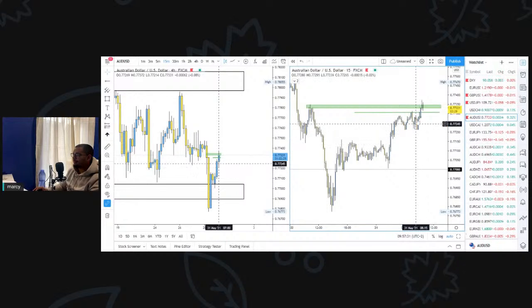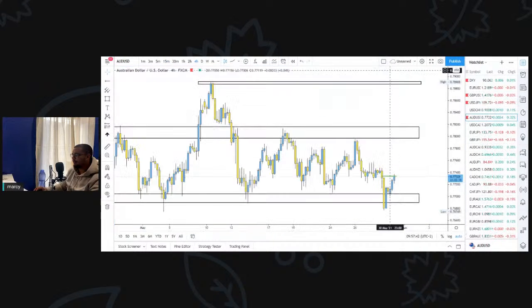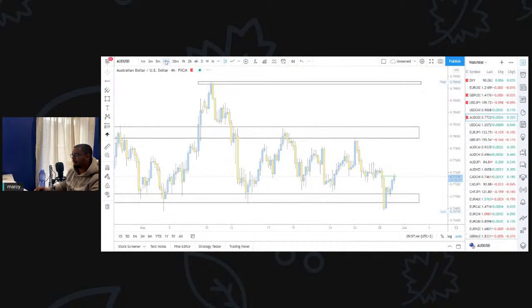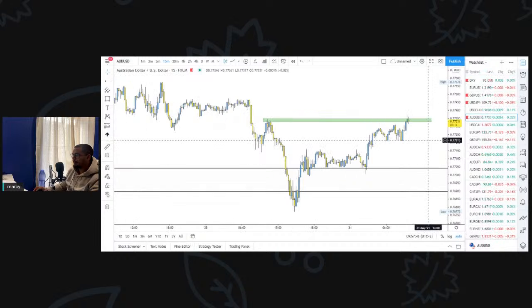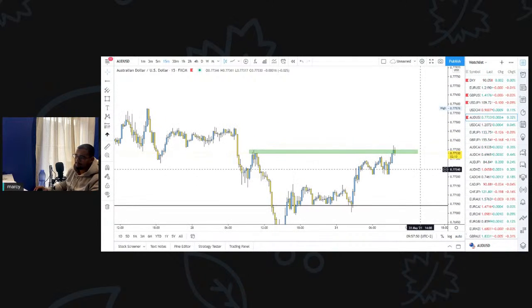I don't understand why these things are not synced. Okay, so let's make this a full screen. Let's jump down to the 15M. So structure within structure within structure, right?